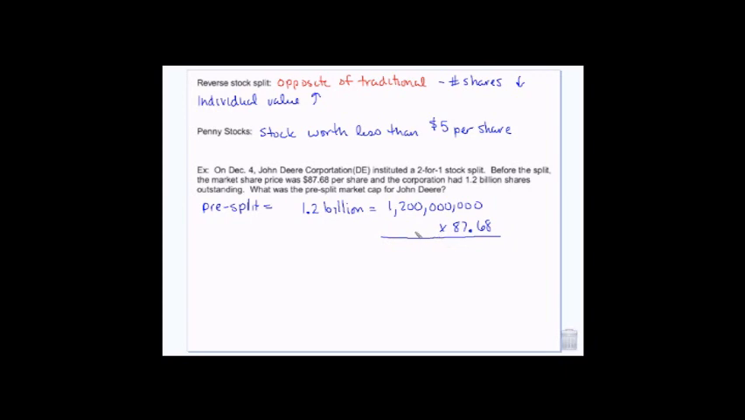And anybody do that in your head real quick? A lot, yes, that is correct. Okay, 1, 2, 3, 4, 5. Oops. 1, 2, 3, 4, 5, 6, 7, 8, 9, 10. Hundred thousands, millions. So $105 billion is what the market cap was. So that's how much all of these stocks were worth before the split.